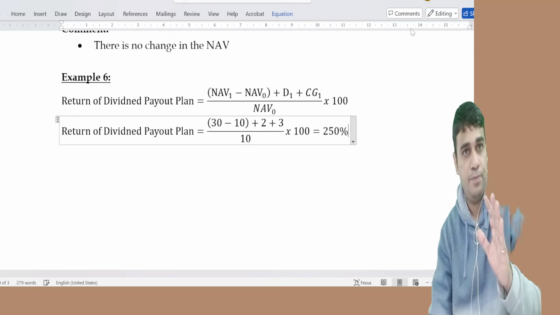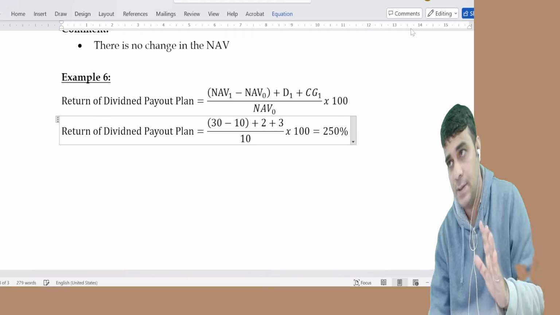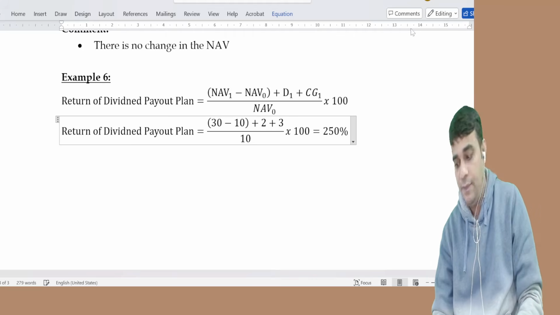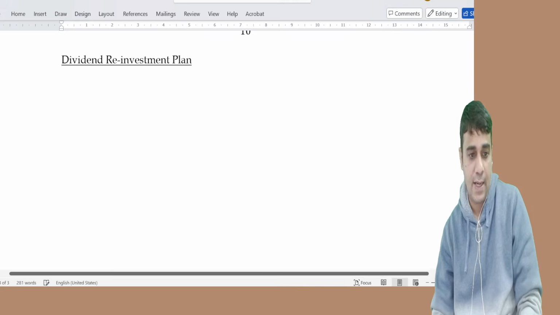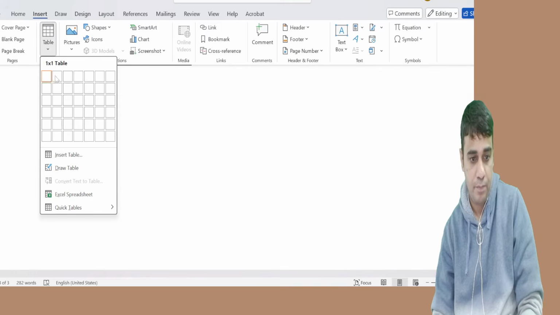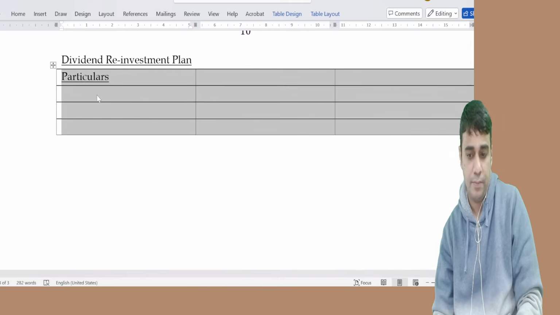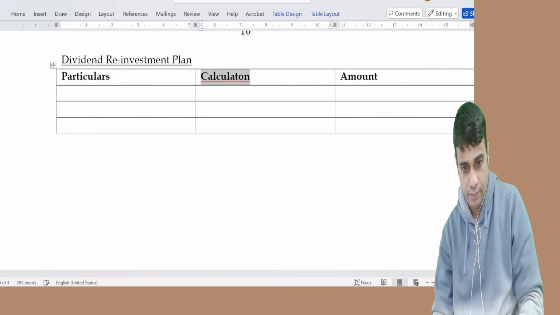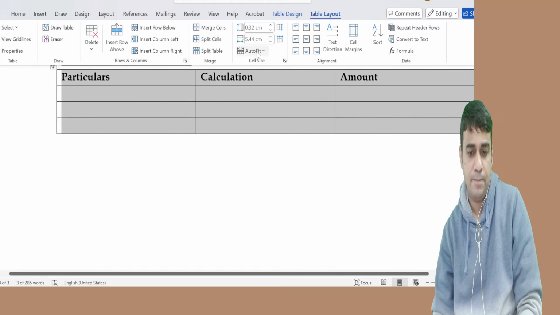This is dividend payout. The other option is dividend reinvestment, where this formula is not going to help us. Any doubts till this? Can we proceed? Dividend reinvestment plan, particulars and calculation amount. This will be a longer calculation. Dividend reinvestment will be a lengthy computation.